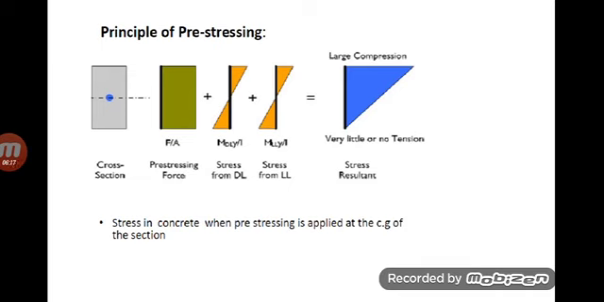So if we add these stresses, we will get the resultant stress. See that resultant stress diagram. There is a large compression. The top is the compression, the bottom is the tension. See, large compression and very little or no tension. Okay, so this is what we need. We have to reduce or nullify the tensile stress. So this is the concept of pre-stressing force. Actually this figure shows the pre-stressing applied at the CG of the section.